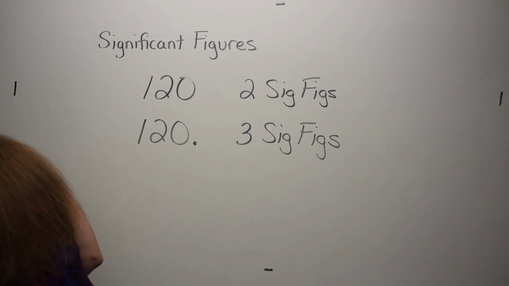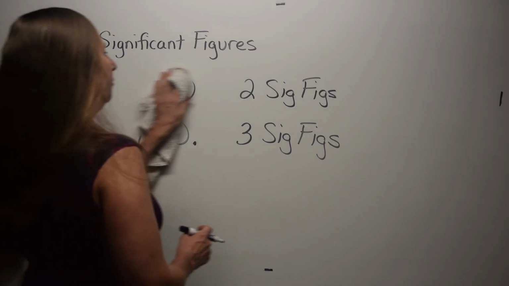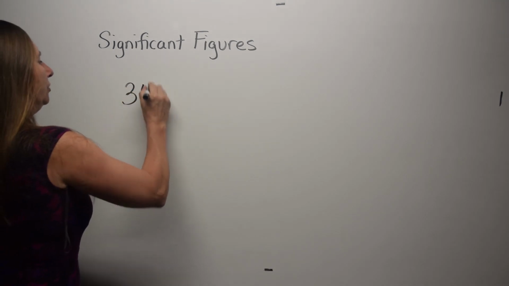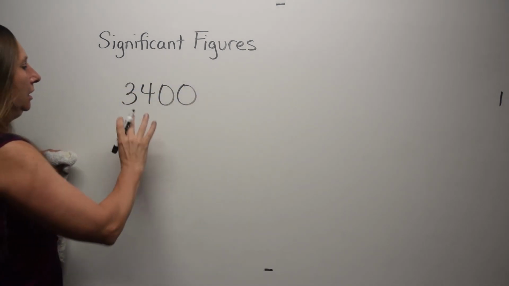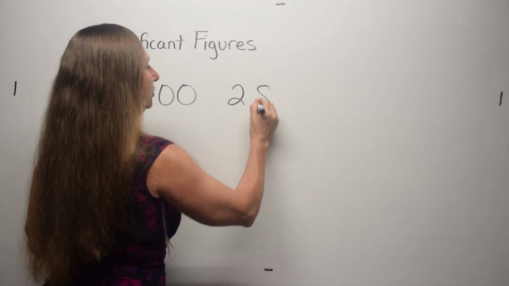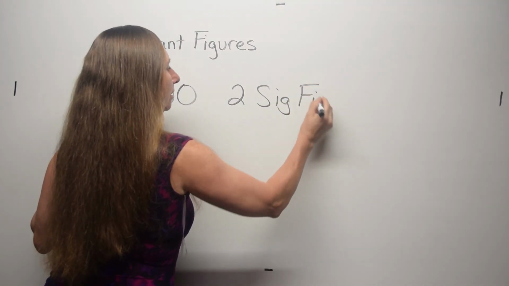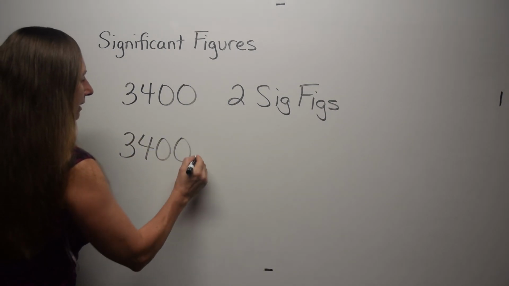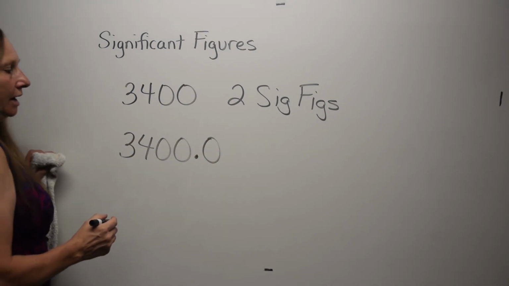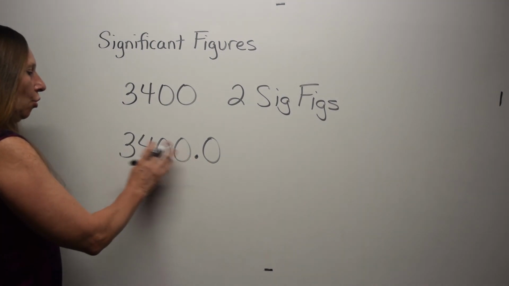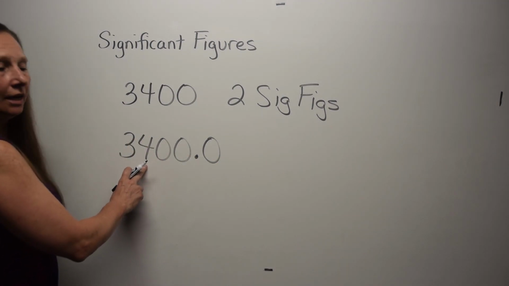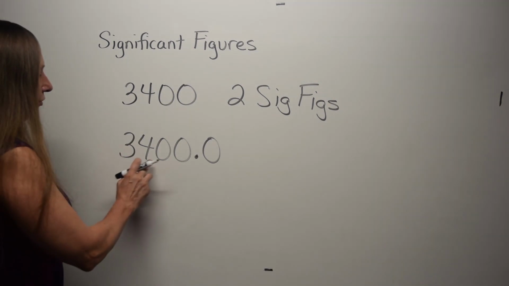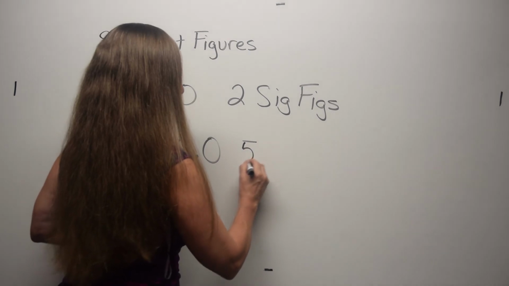Let's try one more. All right, 3,400 without the decimal. These two numbers are significant. That's 2 sig figs. Okay, if you put a decimal, let's say it looks like this. Now, since you see a decimal, all the zeros after the last non-zero are significant. So this number has 1, 2, 3, 4, 5 significant figures.